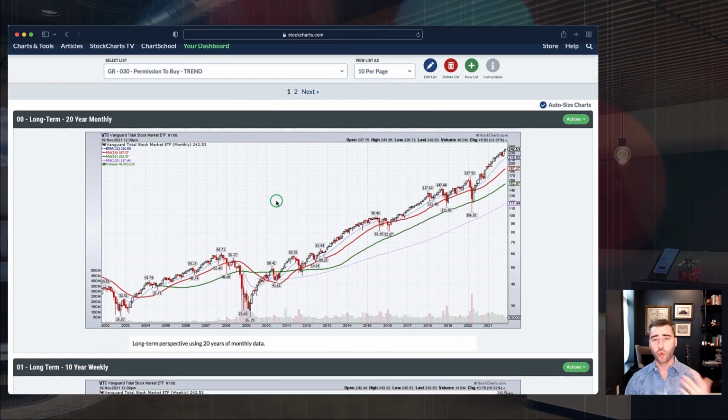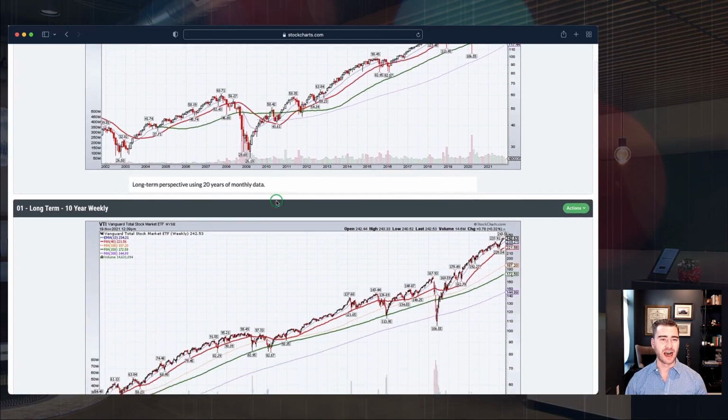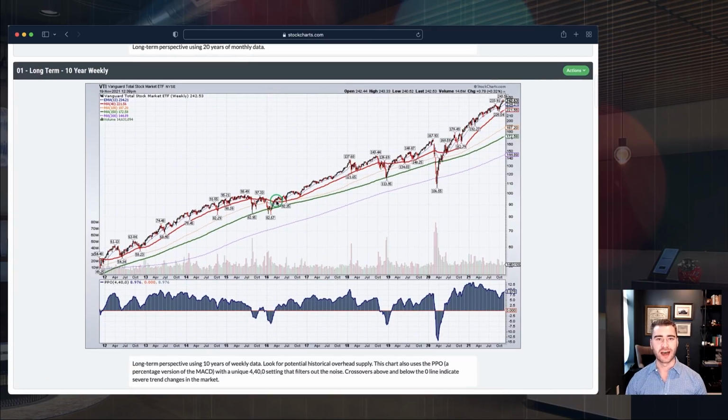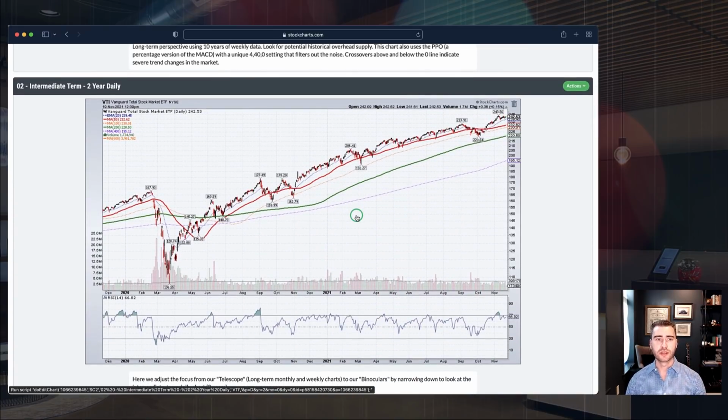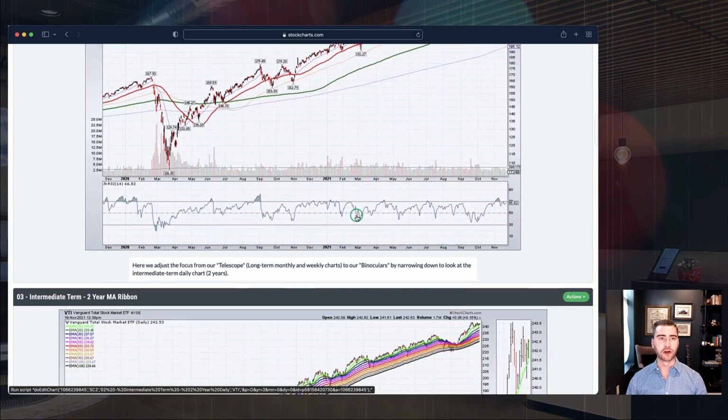We look at a 20-year monthly chart of VTI. We look at a 10-year weekly chart of VTI. Again, kind of narrowing down from that long-term perspective down into a narrower term. So now we're looking at 10 years of weekly data. From there, we go into 2 years of daily data. So this is sort of the intermediate term.